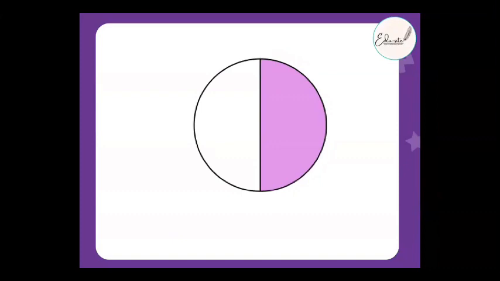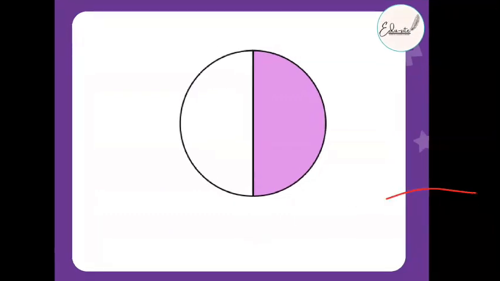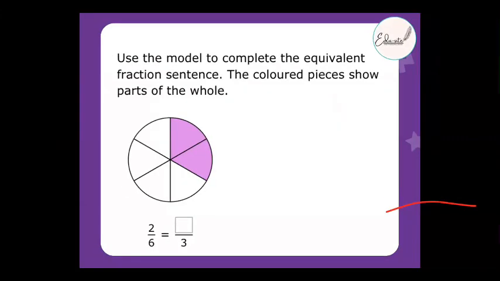The next question, Aisha. So what is this? 1 out of 2. Very good. This is also called as half, right? It is 1 over 2. Okay, Aisha. We have few more to solve. Okay, what about this model, Aisha?